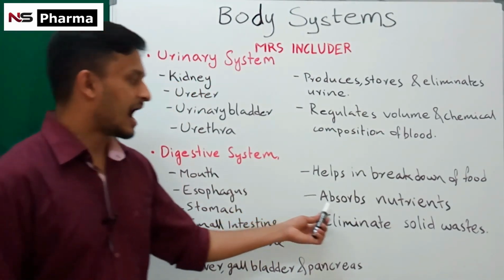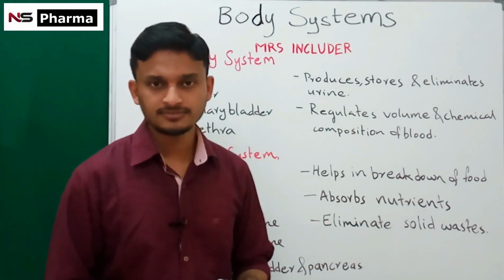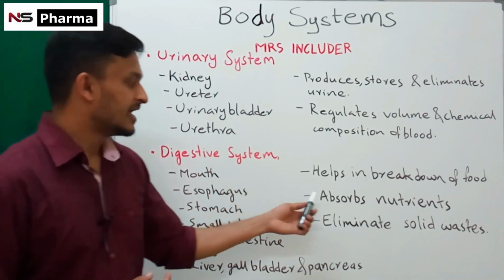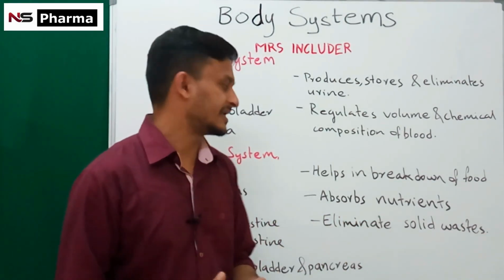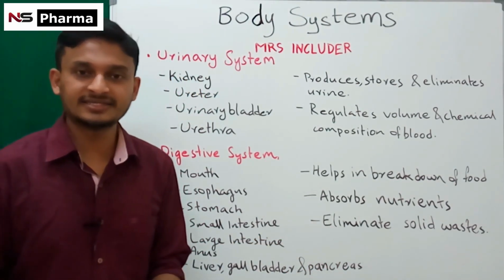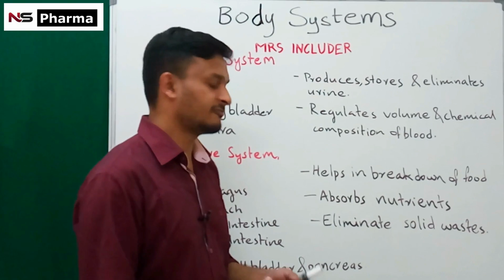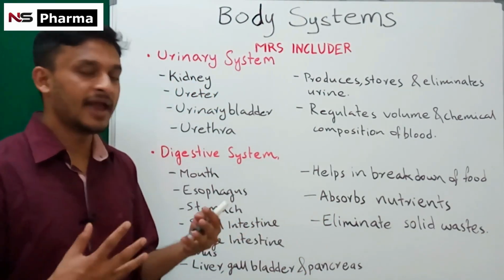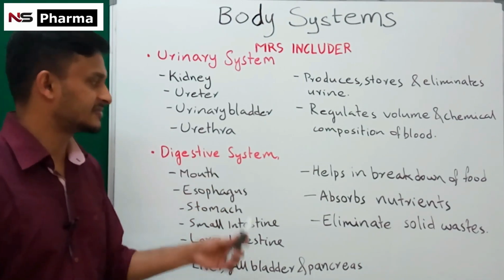The next one is absorbing nutrients. The GIT, that is the digestive system, absorbs nutrients. Next one, it eliminates solid waste of the body. So these are the different functions, the main functions of the digestive system.